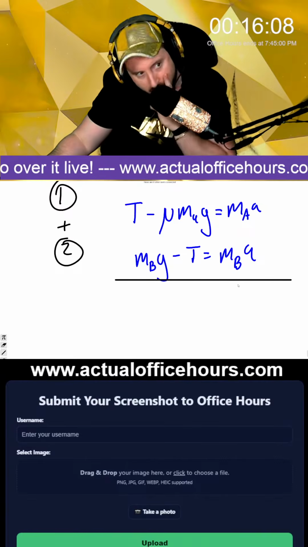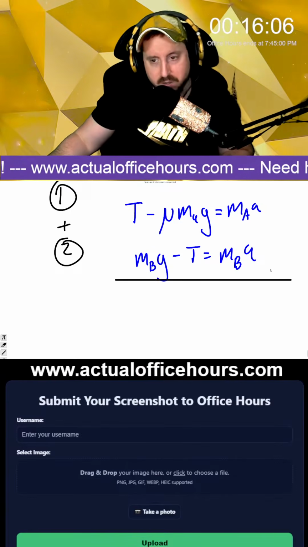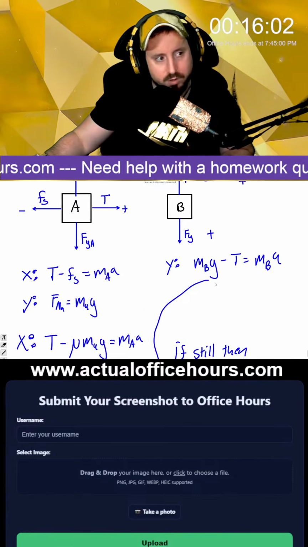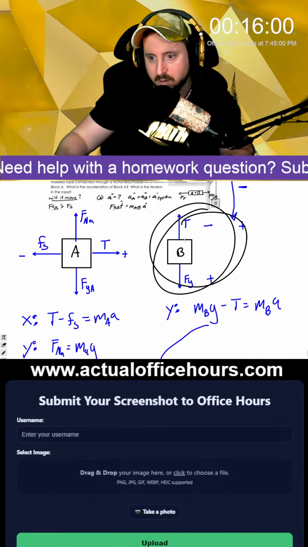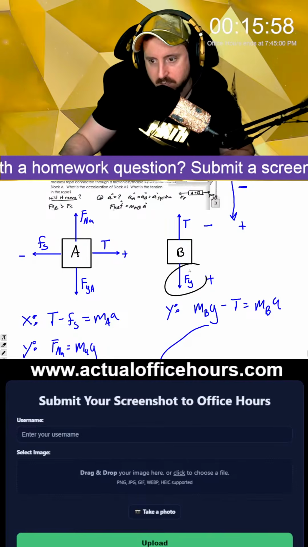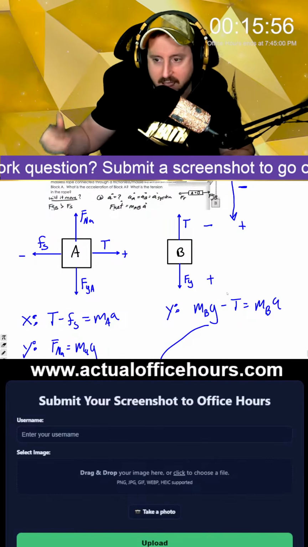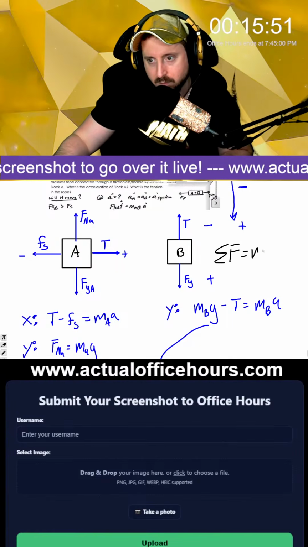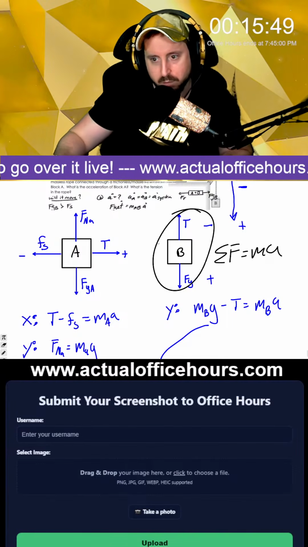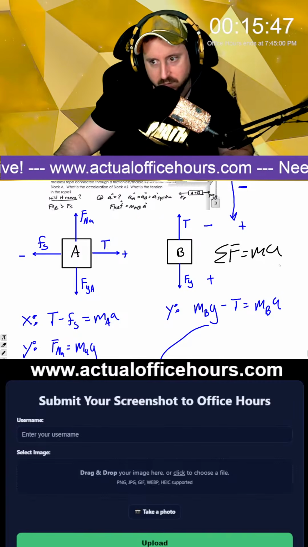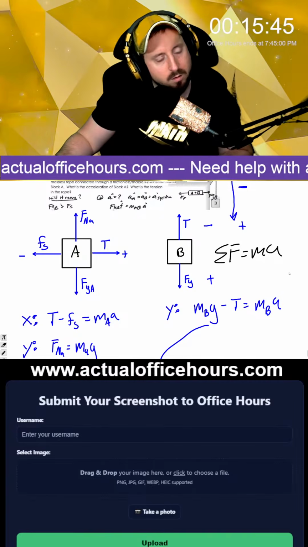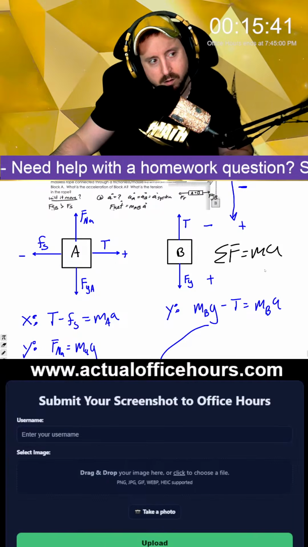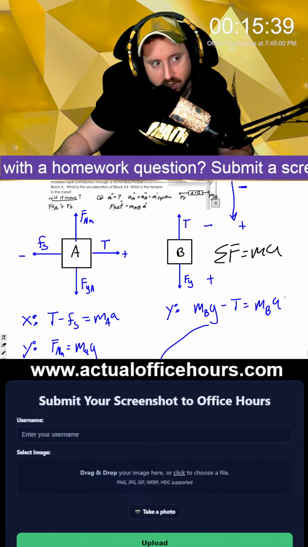If I do equation 1 plus equation 2, watch what happens. It's kind of cool. Okay, cool. Because the sum of forces in the y direction, which is FG, MBG, minus FT, has to equal MA, right? Sum of forces equals mass times acceleration. And since we're talking about block B, that's the mass of B times acceleration. And then A is acceleration.